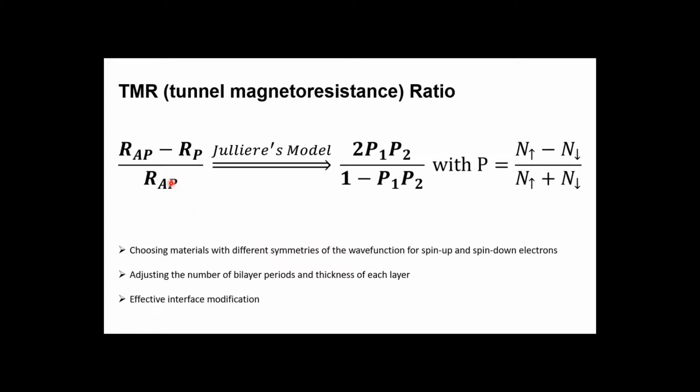So in order to get a higher TMR ratio, we can choose materials with different symmetries of the wave function for spin up and spin down electrons, so that the conductance, which depends on the overlap of the wave function, is very small when the MTJ is in the antiparallel configuration. Secondly, we can adjust the number of bilayer periods and the thickness of each layer. And third, we can do so by effective interface modification.